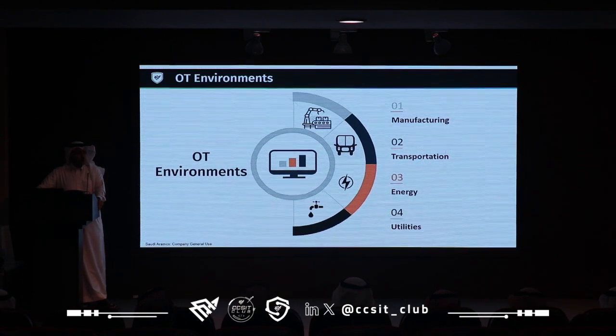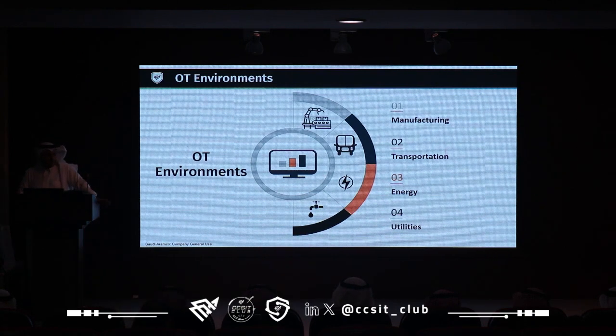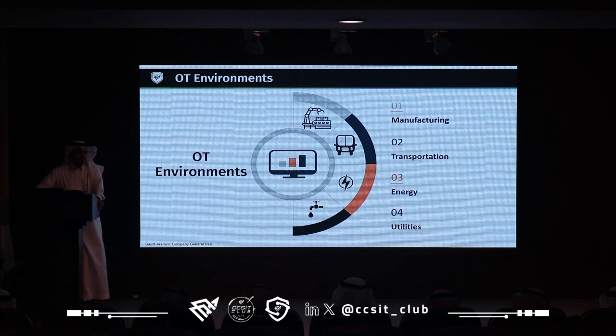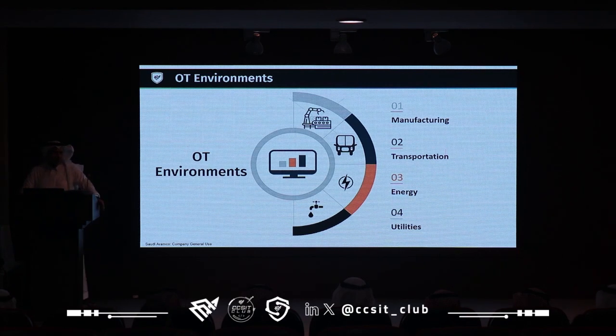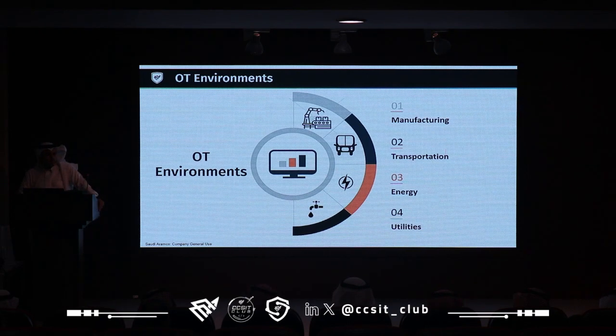Most of the actions are automated. Some of them are manual. You should interfere with some aspects to control the refinery process. And we have a lot of systems inside the plant to control these processes. Also, we have utilities, water treatment. It is one of the major OT environments.